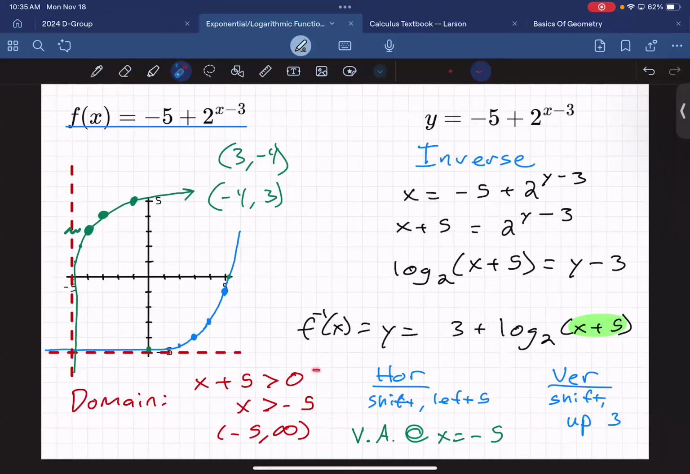The good news is the domain part didn't change, right? I just messed up what ended up being our vertical shift. Now, with that said, do you see the symmetry here of these two graphs across y equals x? All right. Is there anything else I'd clear up here after straightening up my mistake?